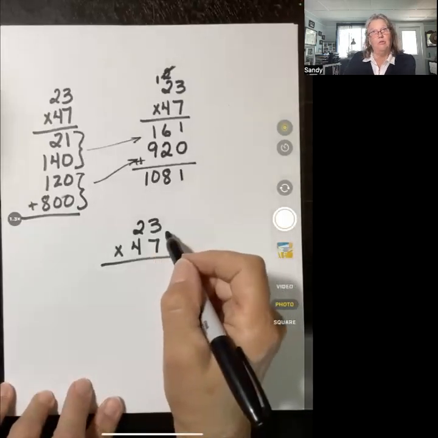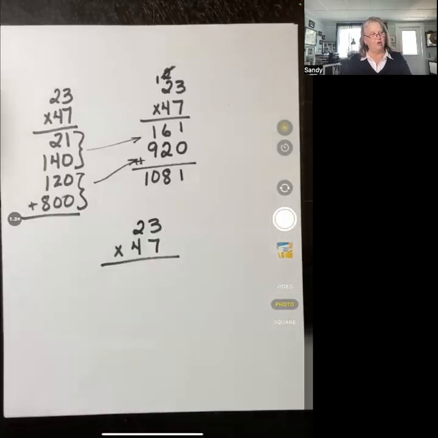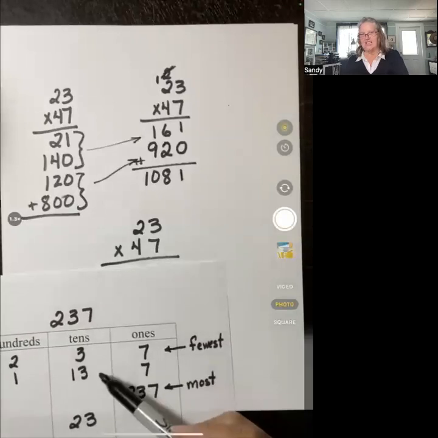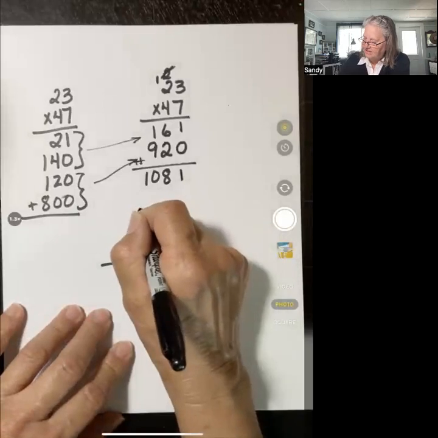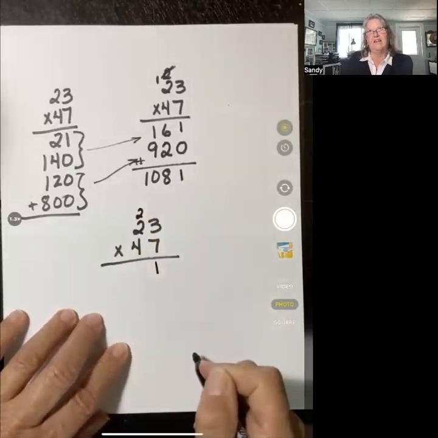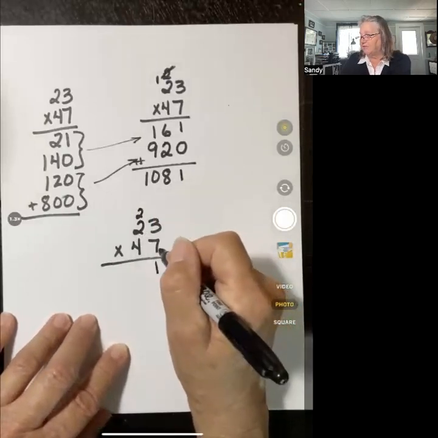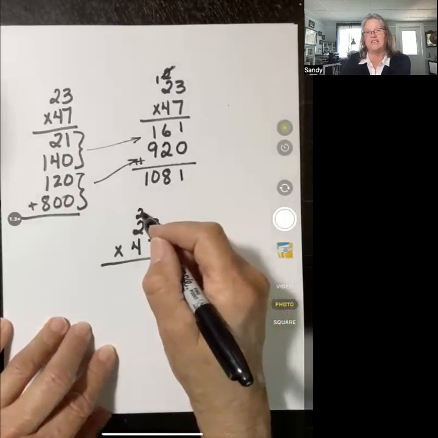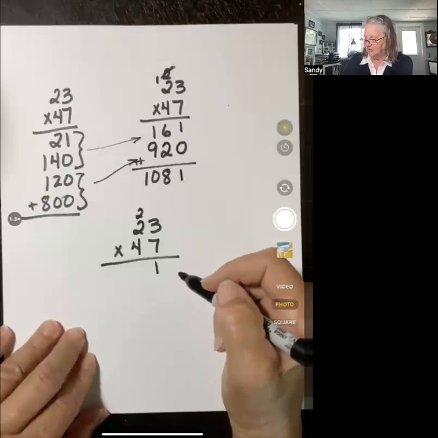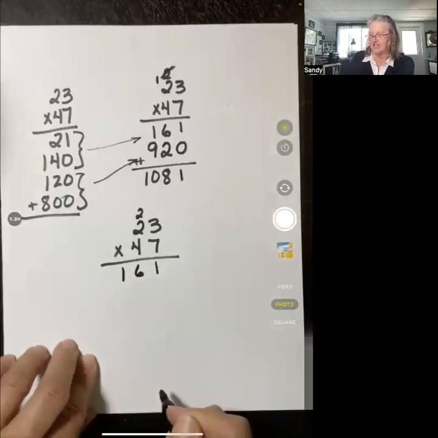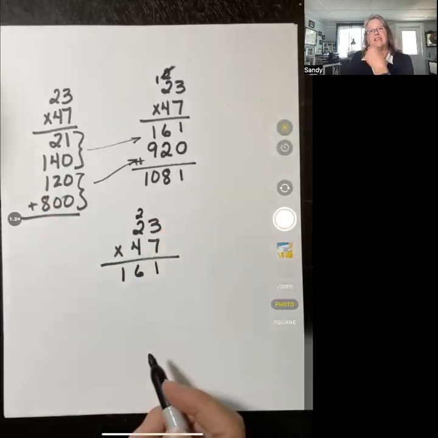7 groups of 3 ones or 3 groups of 7 ones is 21 ones. What's an equivalent way I could think of it? Kind of like this idea, 21 ones. Well, I could think of it as 2 tens and 1 one. Now, I've got 7 groups of 2 tens, okay, which gives me 14 tens, and 2 more tens is 16 tens. What's an equivalent way I could think of 16 tens? Well, as 1 hundred 6 tens. Do you see I just collapsed this into one step, but I'm thinking place value.